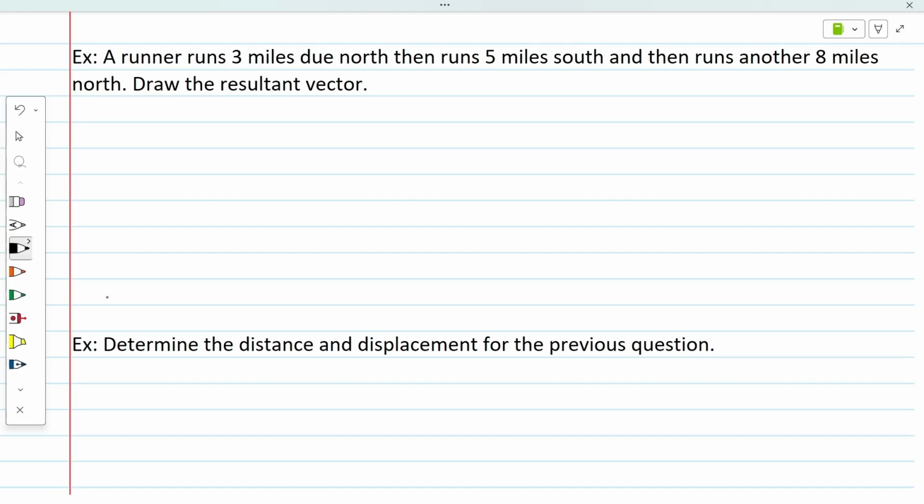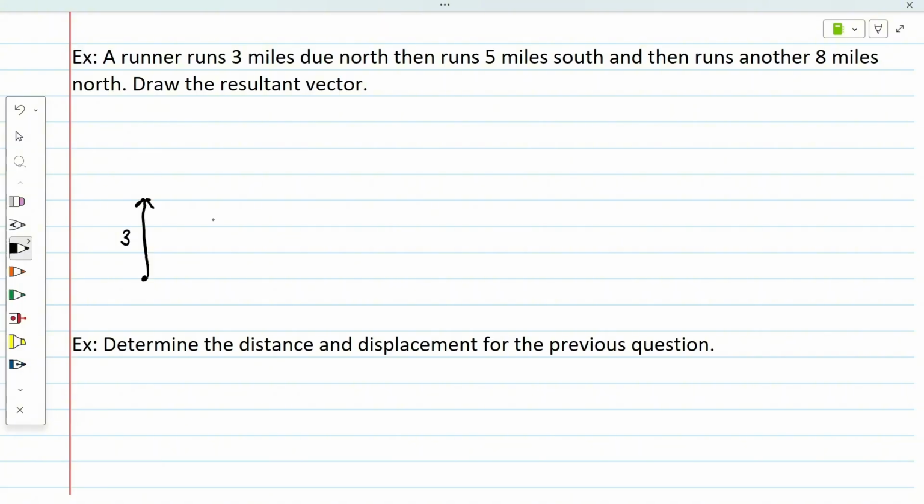Alright, so we'll start down here. We just have to choose some starting point to start our vectors at. So I'll start at this point right here. So we see the first thing that happens, the runner runs 3 miles north. So I'll use each line here as 1 mile to draw them relative to each other. So I'll have the arrow run up this way as 3 miles north. So I'll just note this as 3.